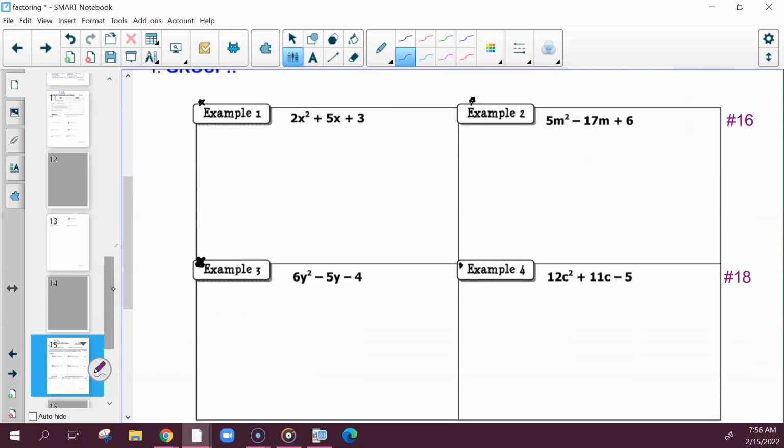So for example 1, do we have a GCF? Is there something I can divide out of all 3? No. So GCF is out, or you can say GCF is 1, so there's nothing I can really divide out. Nothing would change. So because of that, we're going to move on to the next step, which is taking the number in front of x squared, and the last number, multiplying them together.